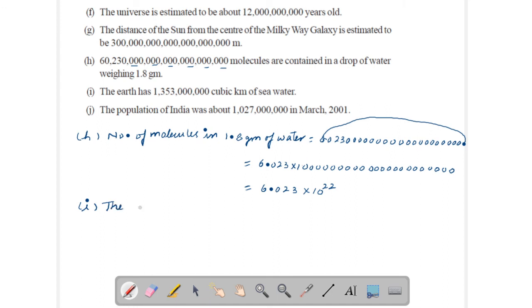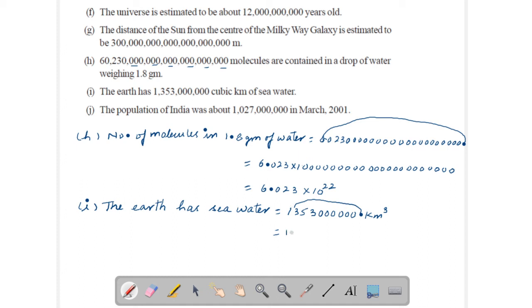The earth has seawater equal to 1,353,000,000 kilometer cube. Write in standard form. Here where is the decimal? On the right hand side. You have to bring this decimal from here to here, that is after one digit.